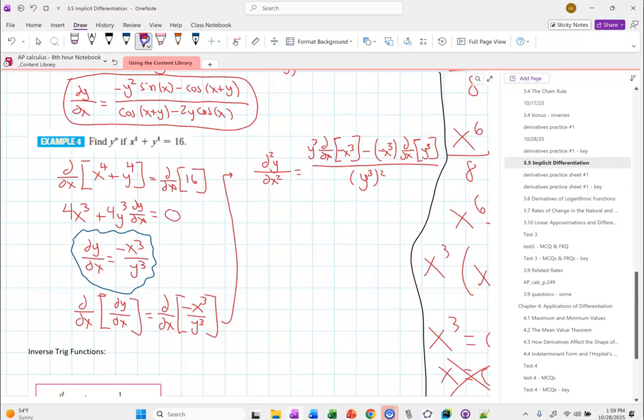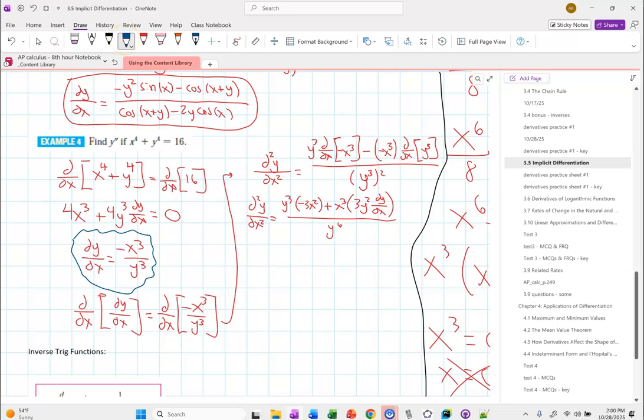The derivative of negative x cubed is negative 3x squared. And then I have minus and negative, so I'm just going to write a plus. And the derivative of y cubed is 3y squared dy dx, over y to the sixth.